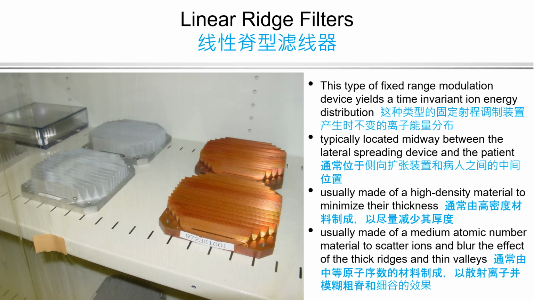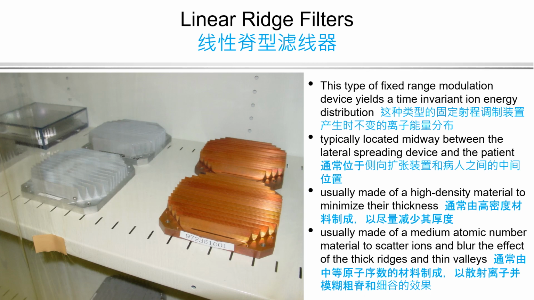A different type of range modulator is the so-called linear ridge filter. This method was used at the old Berkeley laboratory and most of the Japanese facilities. The main advantage of linear ridge filters is that they deliver the same depth dose distribution at all times during the treatment and are therefore less sensitive to patient motion or fluctuations in the beam delivery.